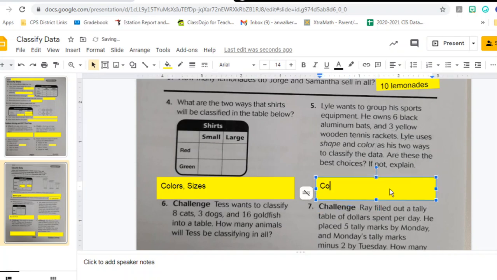And so we're going to type in color there because color is a good choice. But shape, I don't know that shape would be the best way to classify my sports equipment because yes, you have tennis rackets and you have bats and those are different shapes, but they also give us some very important information that doesn't have to do with a bat and a tennis racket. I already know the shape of a bat and I already know the shape of a tennis racket, so that's probably not the best idea for me to classify this data.